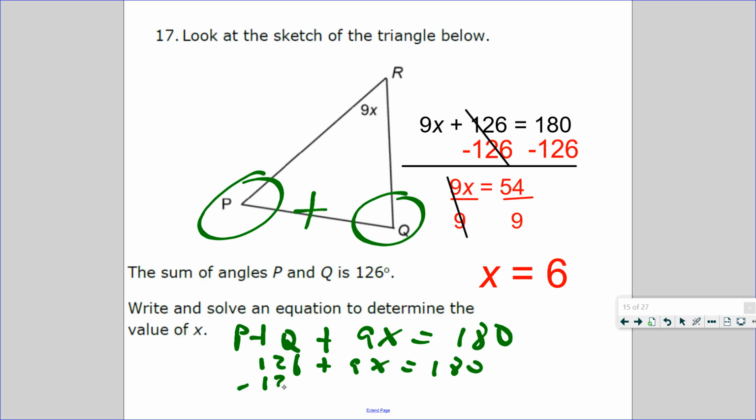We know how to solve two-step equations. Subtract 126 from both sides. Cancel. And you get 9x equals 54. Divide by 9 on both sides. So x equals 6. So what is x? Equals 6.